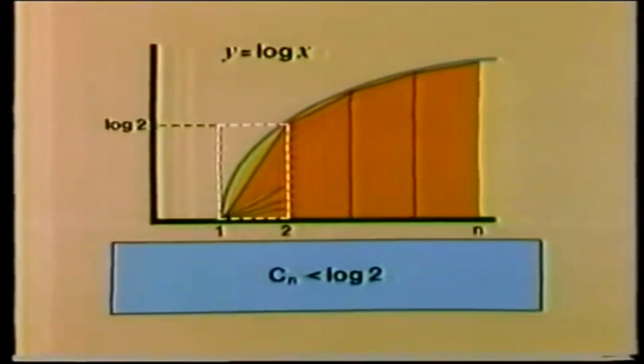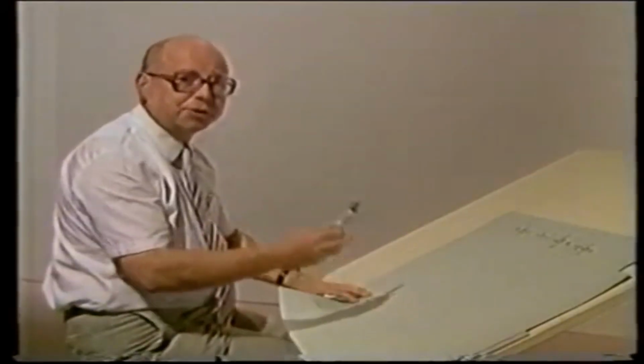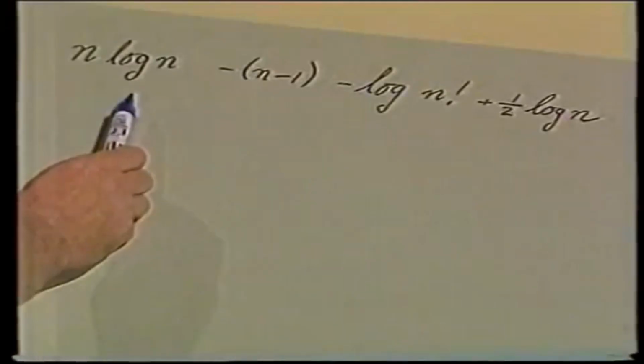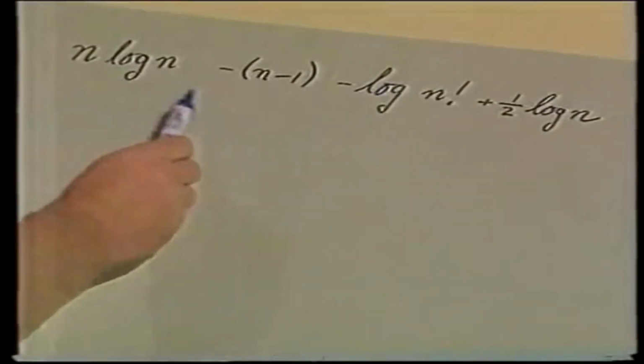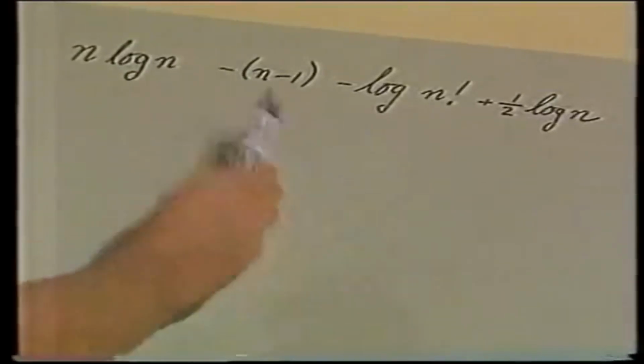So, what is the limit of the sequence Cn? Well, here's the expression for Cn. So let's try to simplify it by making each of the terms log of something. Then I can combine them all as a single log.